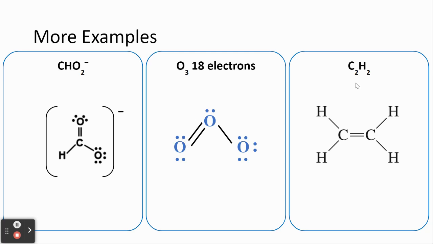If we look at C2H2, we've got 2 carbons, each with 4 valence electrons, and 2 hydrogens, each with 1 valence electron. So we've got 10 valence electrons to work with. To make our structure stable, we would put single bonds between each of the hydrogens and carbon, but we'd have to put a double bond between our 2 carbons in order to make all of our atoms stable. So each hydrogen has 2 valence electrons, and each carbon has 2, 4, 6, 8 valence electrons.